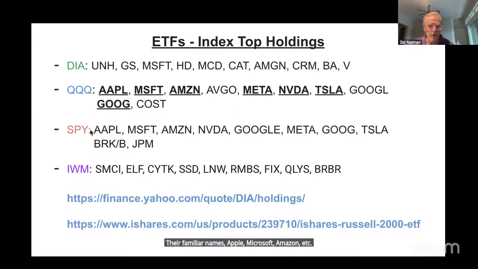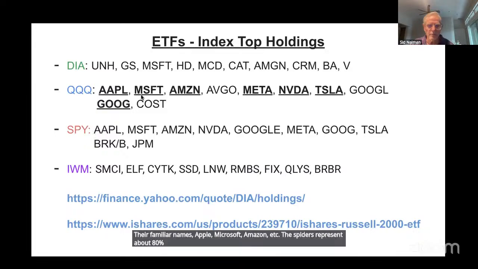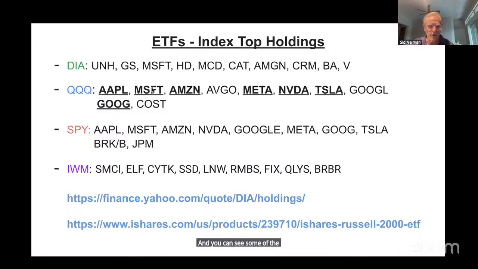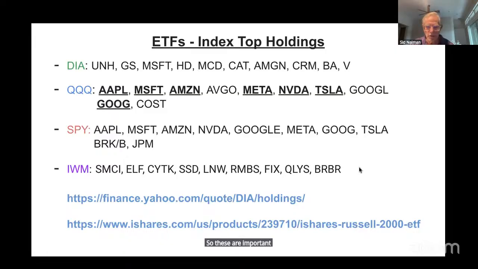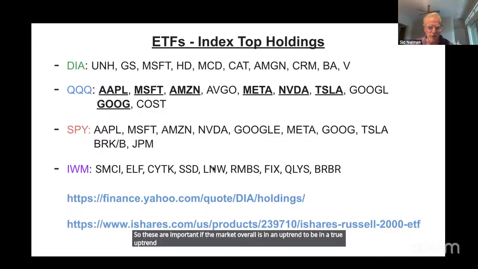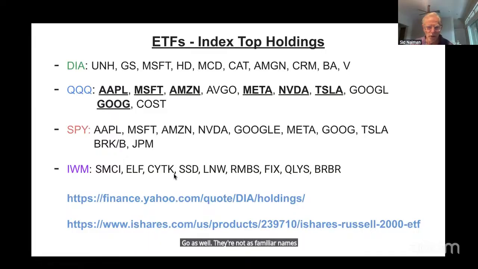The Spiders represent about 80% of the market, and you can see some of the same stocks are in different indices as well. So the Spider is 80% of the market. We'll look at that chart down the road to see what the market's doing. IWM is small cap stocks. These are important because if the market overall is in a true uptrend, lifting all the stocks, the small caps will go as well. They're not as familiar names, but they are important in terms of the market.